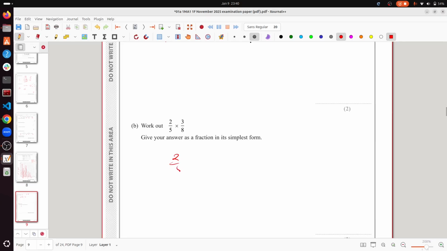So I have 2 over 5 times by 3 over 8. When we are multiplying fractions, all I have to do is numerator times by numerator, denominator times by denominator. That gives me 6 over 40. Now I need to simplify because they've asked for simplest form. If I don't simplify, I will lose the accuracy mark. I will lose 1 mark.